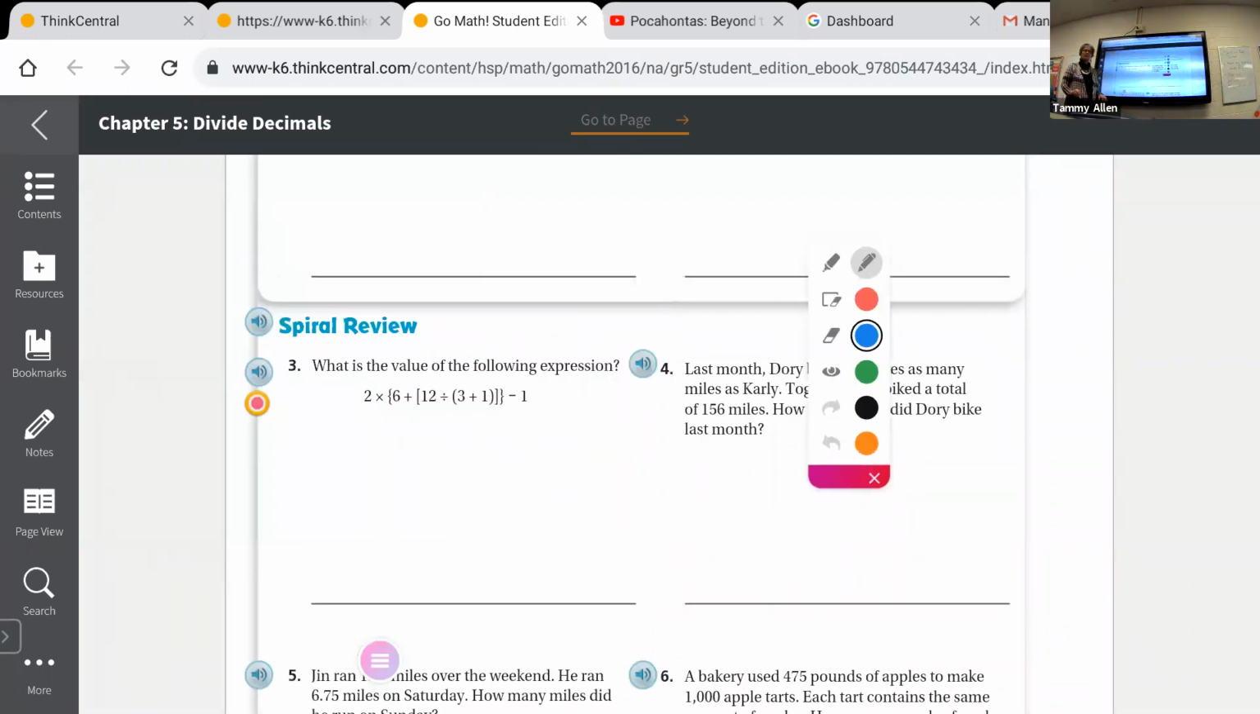What would we do first? Jonathan? First, you do 12 divided by 4. Okay, so we'd have 2 multiplied by 6 plus the bracket 12 divided by 4 minus 1. That's what our second step would look like. Make sure you have these steps written down correctly. What would we do next?